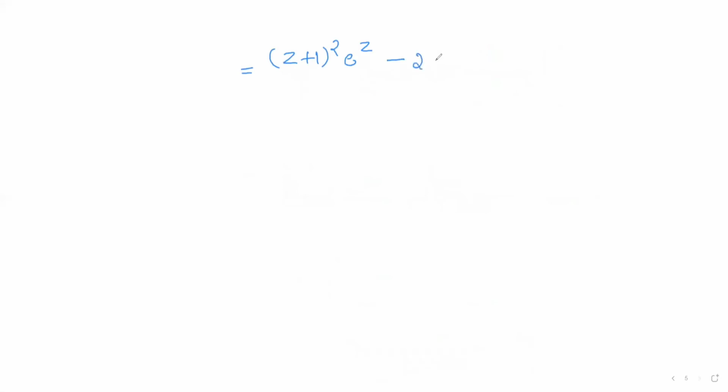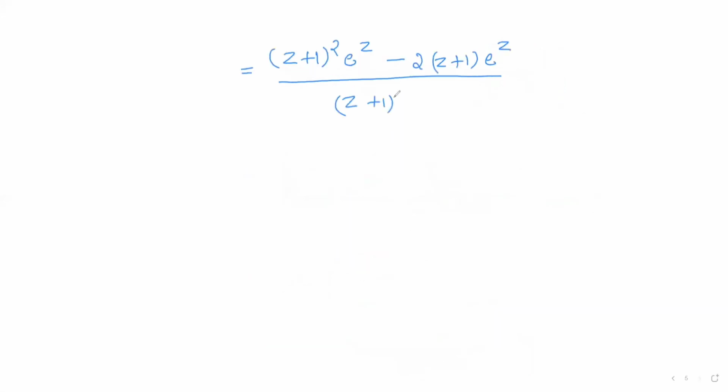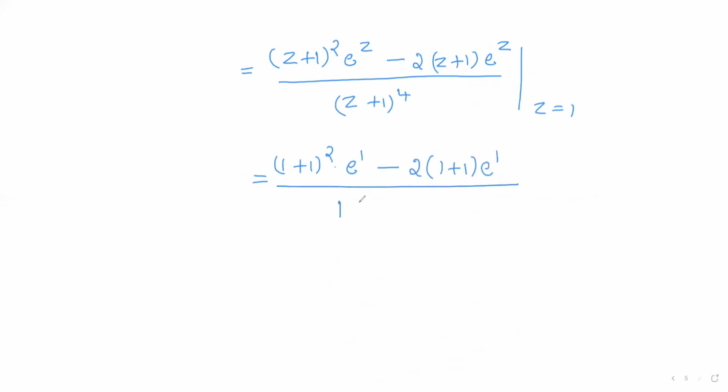minus 2 into z plus 1 into e to the power z whole divided by z plus 1 whole square or whole to the power 4, right? At z is equal to 1. So now put z is equal to 1. So 1 plus 1 whole square into e to the power 1 minus 2 into 1 plus 1 into e to the power 1 divided by 1 plus 1 whole to the power 4.